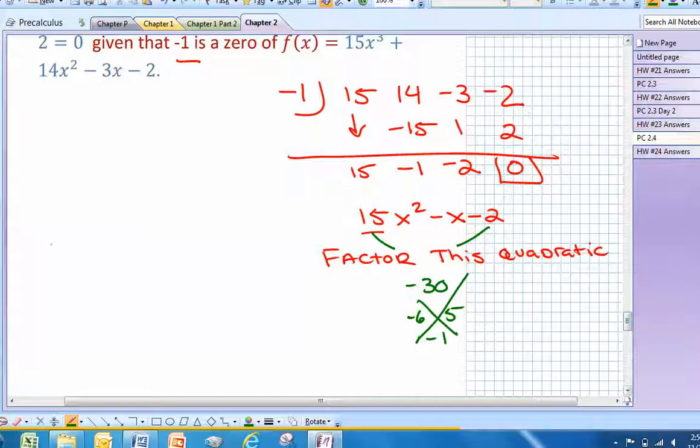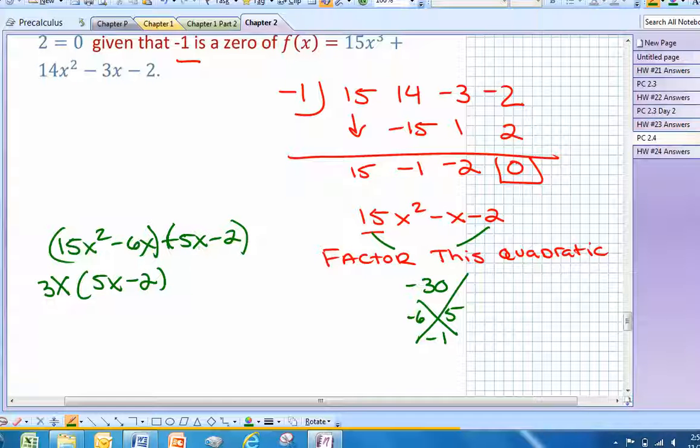So I'll come over here, and remember you rewrite the middle term. And then you group. So they have in common here an x and a 3. So it's 5x minus 2. And here they have in common a 1. So it's 5x minus 2. And so it's 5x minus 2 times 3x plus 1.